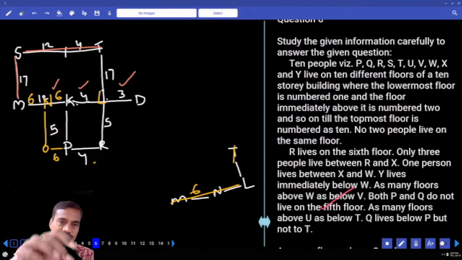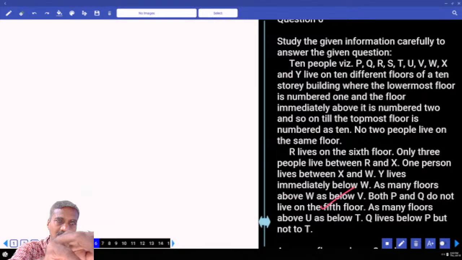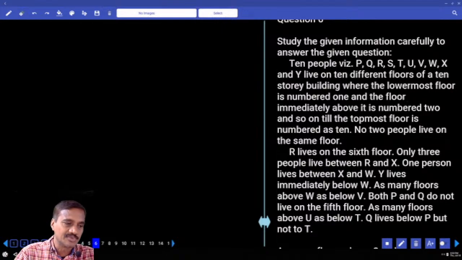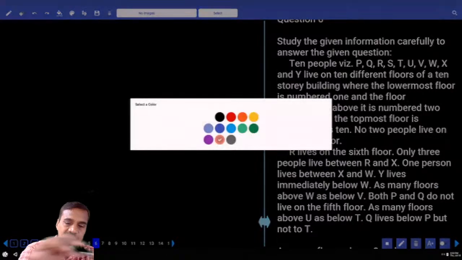Then 6 onwards. Now in this question number 6, how many people are there? There are 10 people: P, Q, R, S, T, U, V, W, X and Y live on 10 different floors of a building. Now, first or the second priority? Definitely under the first priority.